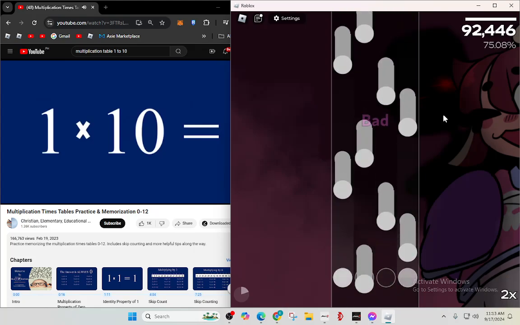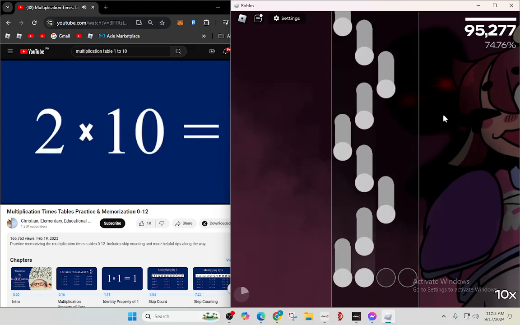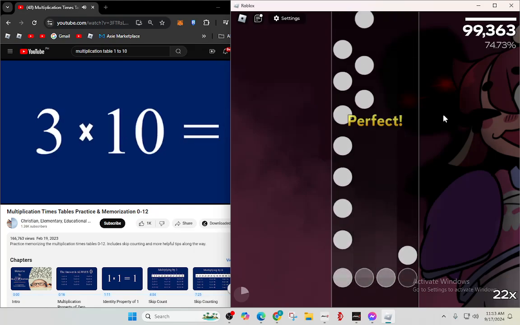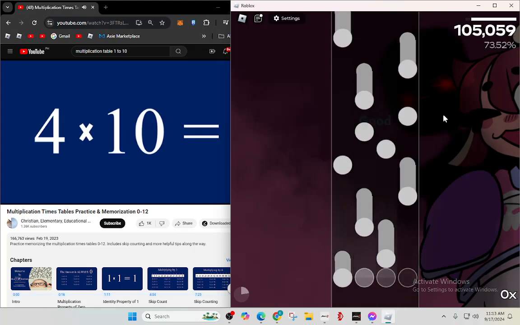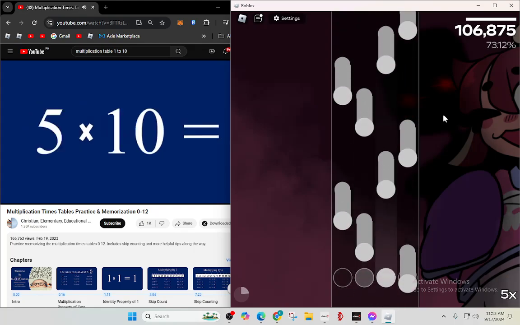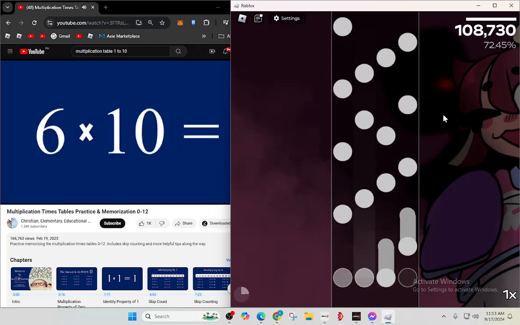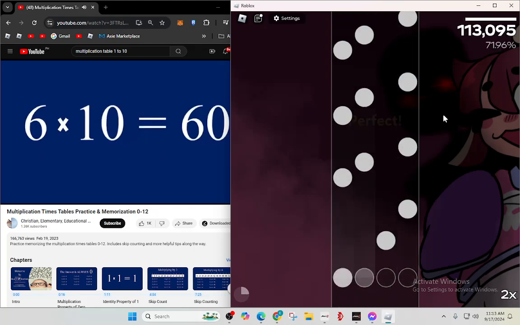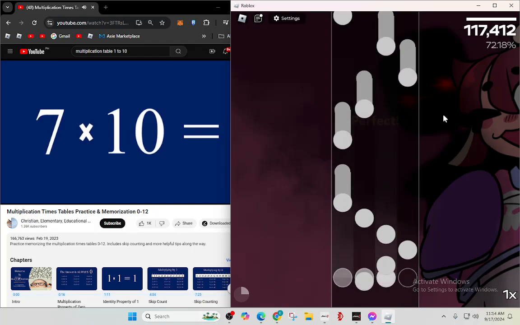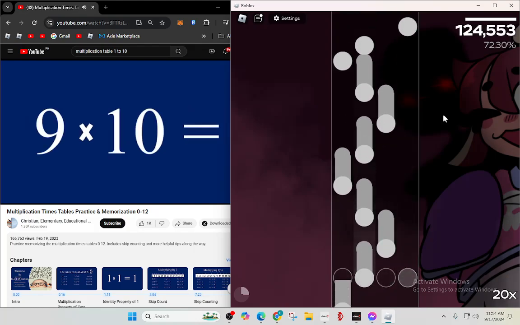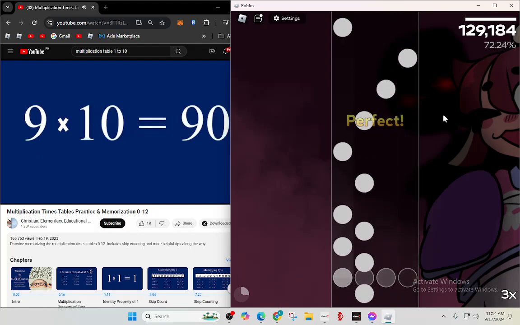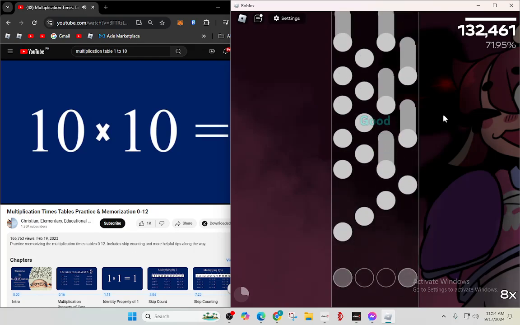Now let's multiply 1 through 12 by the number 10. 1 times 10 equals 10. 2 times 10 equals 20. 3 times 10 equals 30. 4 times 10 equals 40. 5 times 10 equals 50. 6 times 10 equals 60. 7 times 10 equals 70. 8 times 10 equals 80. 9 times 10 equals 90. 10 times 10 equals 100.